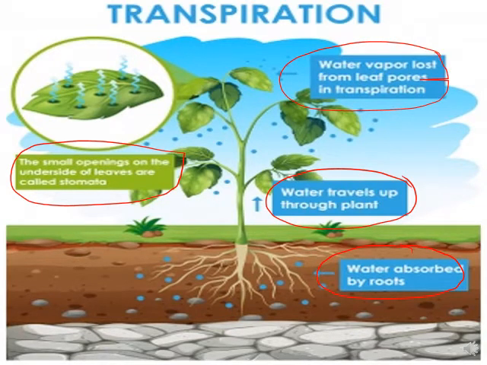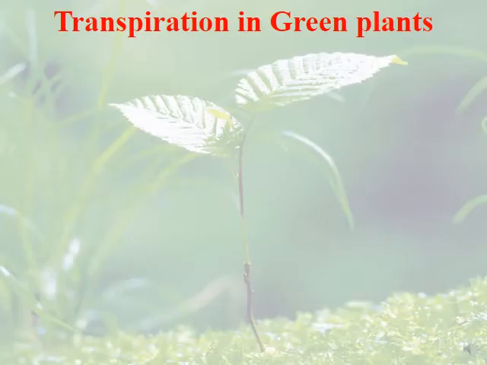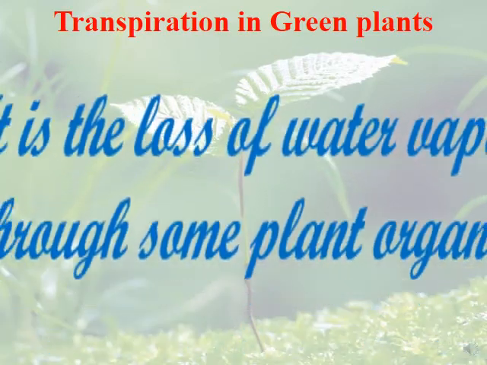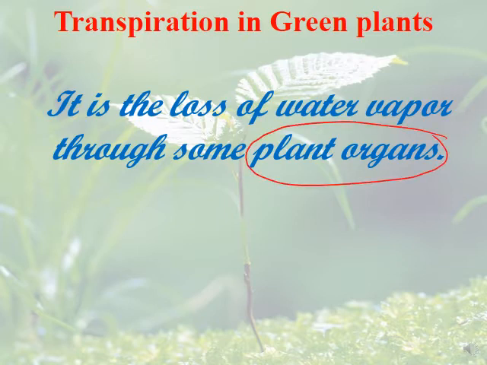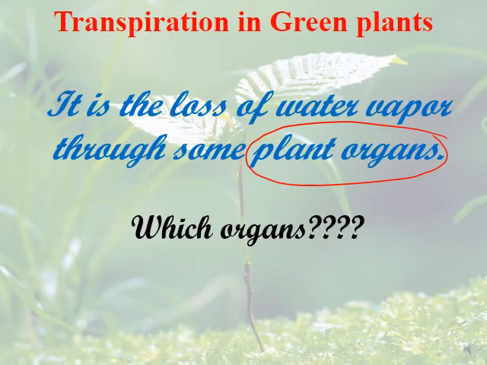Let's start step by step to identify the process of transpiration. Transpiration in green plants. What is transpiration? It's the process where the plant loses water in the form of water vapor through some plant organs. What are these organs, or what are these parts of the plant?